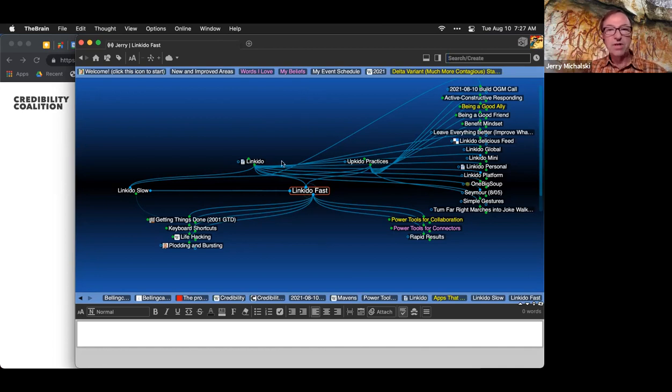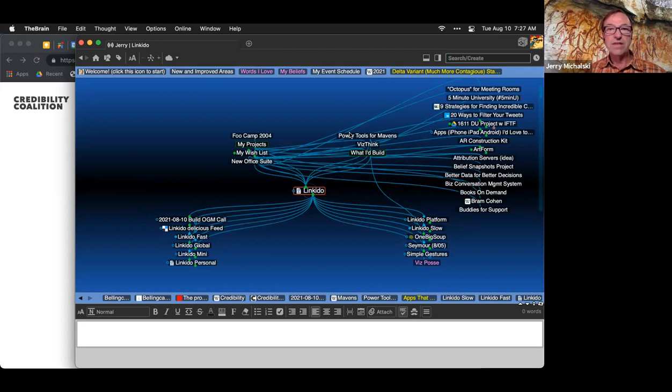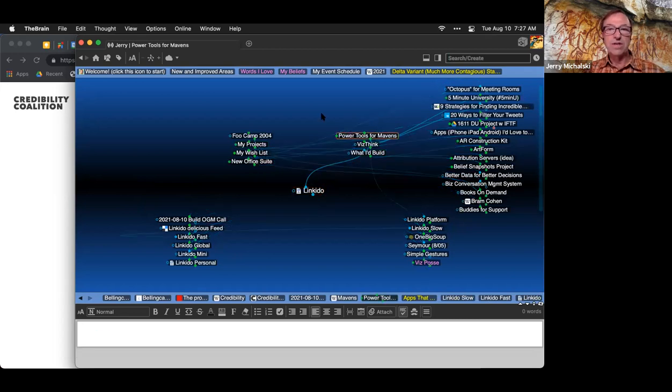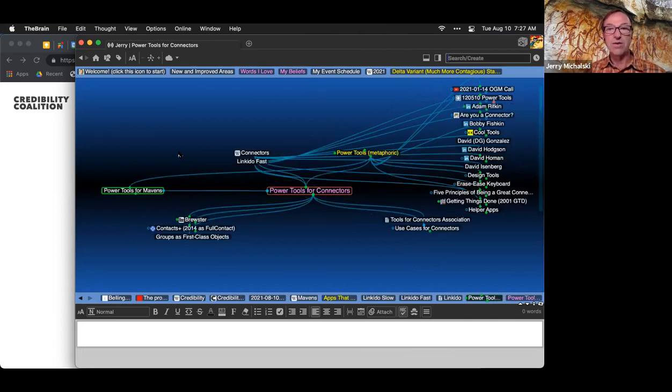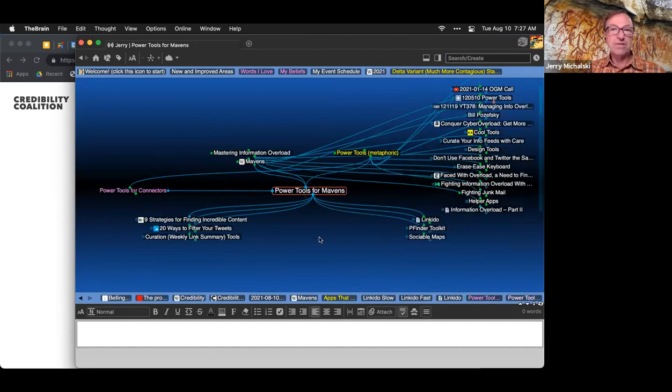So I just connected Linkedo to a thought I had before that I didn't realize I had, this idea of power tools for Mavens, which is connected under Mavens. And I already also have power tools for connectors. This is the people who, you know, connect humans. And so what we're missing is really good power tools for those kinds of people. And that for me is the general category of what a user of this kind of system would be into. And I'll leave a link to Linkedo in the chat here, but it seems like giving people a lot more power and some machine learning and some capacity to do multiple things with the incoming stream.